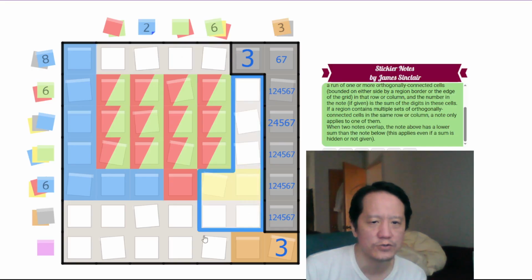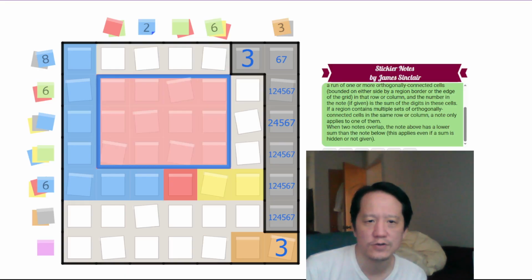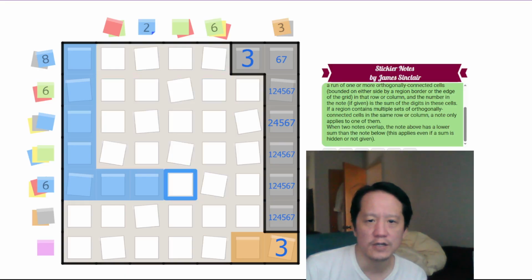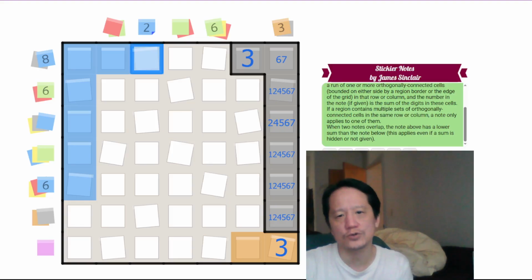You could have yellow doing something like this. That's fine, but this doesn't form a region by itself. What if we had yellow here and red here? And this is not going to be greater than the red, because the red has to be 7. So that doesn't work. So this doesn't work at all, so this has to go this way then. Which means this is 2.